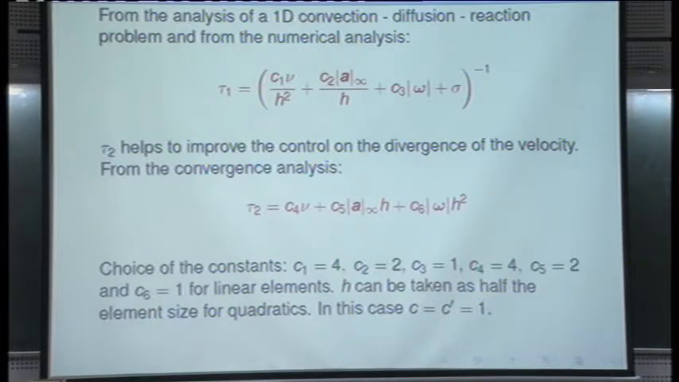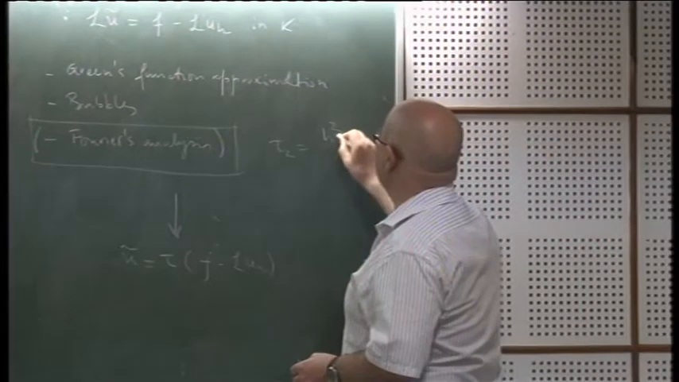And how does tau 2 behave? It necessarily behaves essentially as h squared divided by tau 1. So in fact, one can show that the other parameter tau 2 has to behave as h squared divided by tau 1.